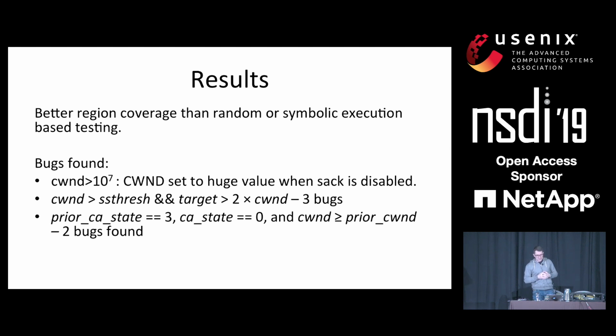So for instance, in one case, they found that the C-wind is set to a value that's greater than 10 to the 7th whenever SACK is not enabled. And in all of these cases, they found new bugs that people didn't know about, but also existing bugs that were recently fixed. So yeah, that's pretty much it.